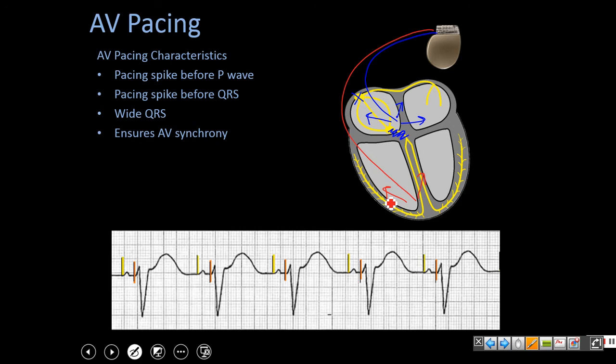So this is manifested by a pacing spike in front of the P wave and also in front of the QRS. So you have a pacing spike, the atria depolarizes, then you have another pacing spike, and the ventricles depolarize. This ensures AV synchrony. And like we've learned before, the best way for the heart to pump is when the atria contracts first and then the ventricles contract. Because when the atria contracts first, it loads the ventricles with blood, and then the ventricles contract and send that blood out to your body. So this promotes AV synchrony.